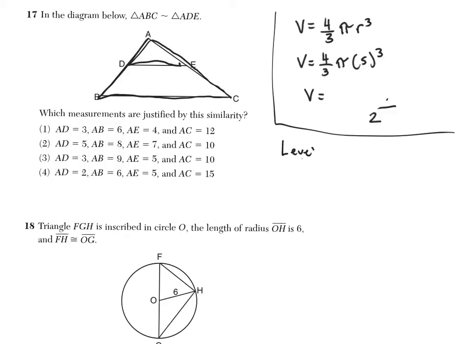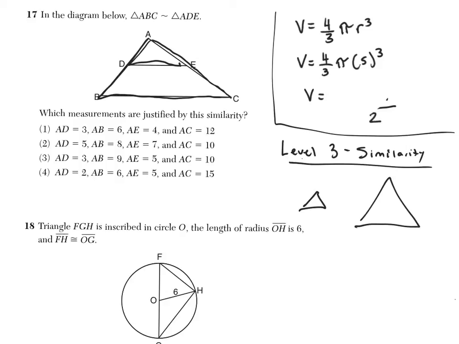So this is a level 3 question. This is about similarity, and I've screened this so many times. But what we're going to do is start by separating the two triangles. We have a small triangle and a big triangle. The small triangle has A, D, and E, and the big triangle has A, B, and C. And it says, which measurements are justified by similarity? You might remember there are two facts about similar triangles we need to know.